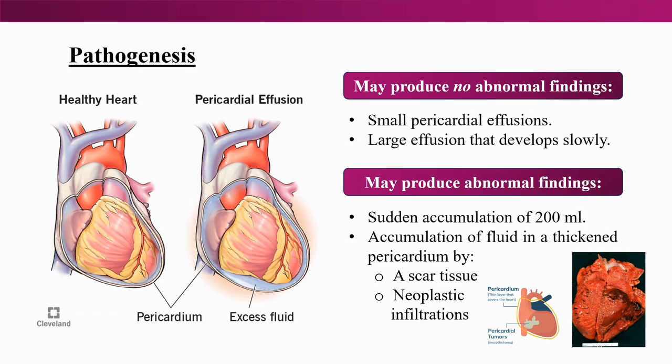Pathogenesis. The amount of fluid, the rapidity with which it accumulates, and the elasticity of the pericardium determine the effect the effusion has on cardiac function. Small pericardial effusions may produce no symptoms or abnormal clinical findings. Even a large effusion that develops slowly may cause few or no symptoms, provided the pericardium is able to stretch and avoid compressing the heart. However, a sudden accumulation of even 200 milliliters may raise intracardiac pressure to levels that seriously limit the venous return to the heart. Symptoms of cardiac compression also may occur with relatively small accumulations of fluid if the pericardium has become thickened by scar tissue or neoplastic infiltrations.